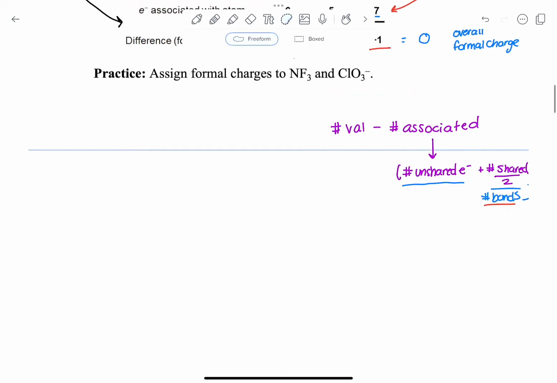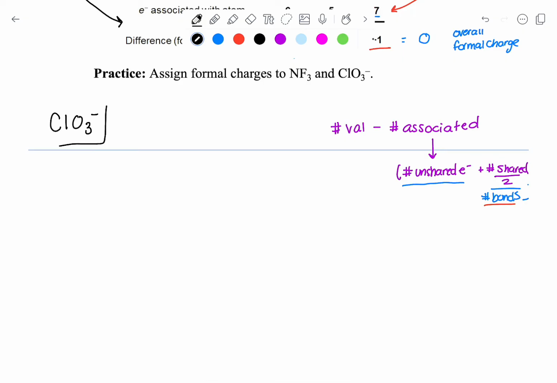Okay, so next up we're going to do ClO3 minus. So first step of drawing Lewis structures is count up our valence. So chlorine has 7. For oxygen, there's 3 of them, and each oxygen has 6 valence. And because this has a charge of -1, we have to add 1 extra electron. So in total, I have 26 electrons to work with in this structure.